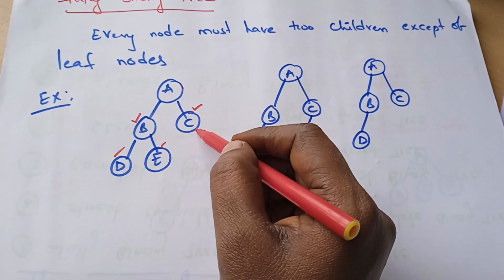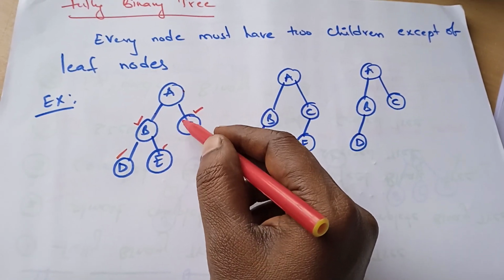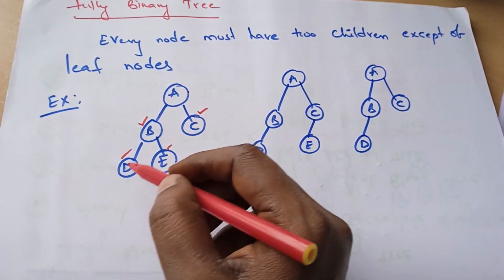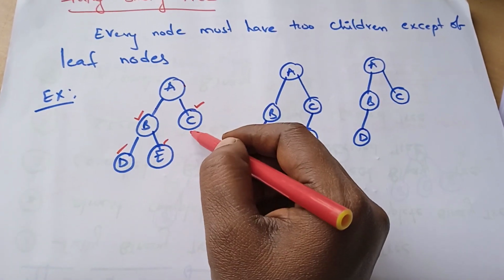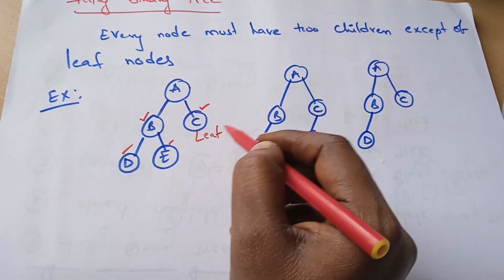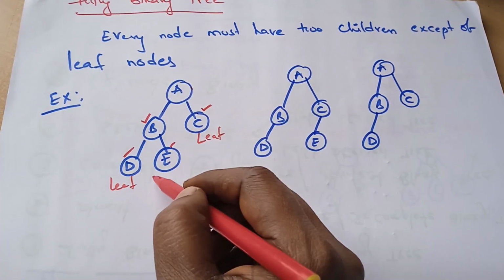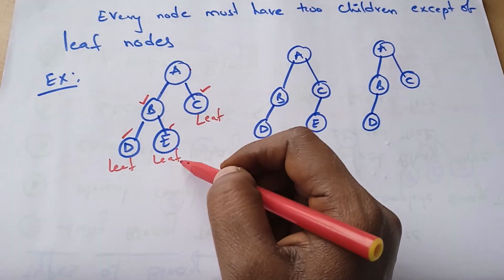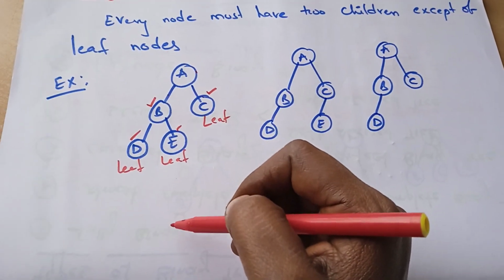And C is my another node. So C is my leaf node also. Look at this. C is my leaf node. D is my leaf node. Now what is a leaf node? A leaf node is the node which doesn't have any children.